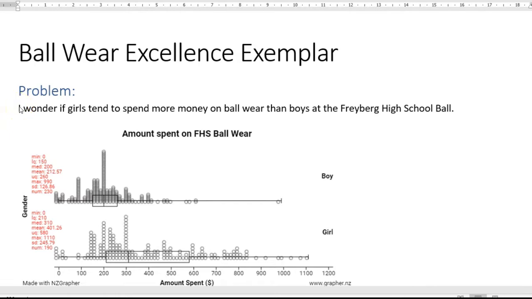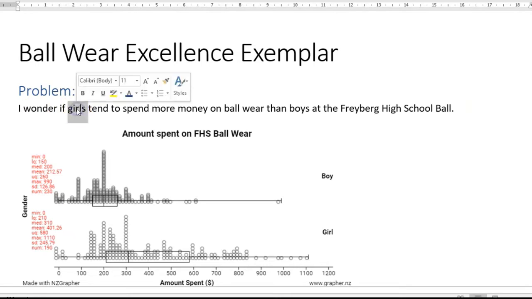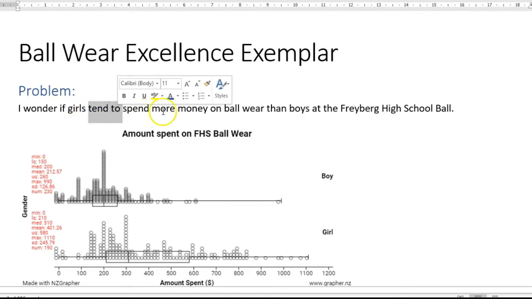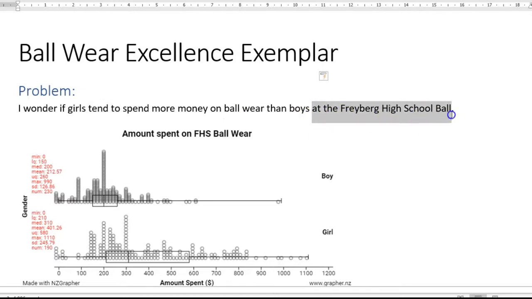In the actual assessment, the assessment will be split into two parts. The first part will just be writing your question. So in your question, remember we always start off with "I wonder if". You need to have your two groups, so girls and boys, the phrase "tends to", what you're measuring, so we're talking about the money they spend, and the population, which in this case is the Freiburg High School ball. Overall we're trying to answer a question about just Freiburg High School and their ball.